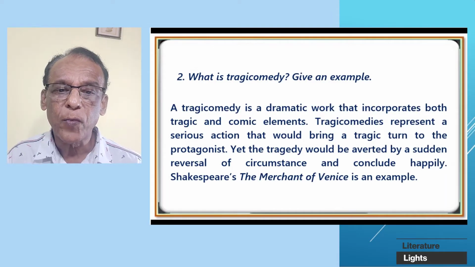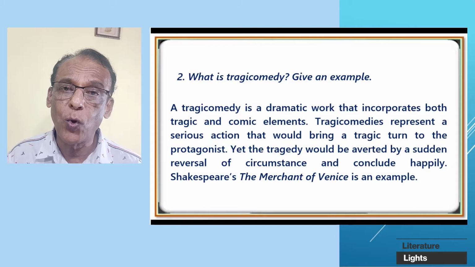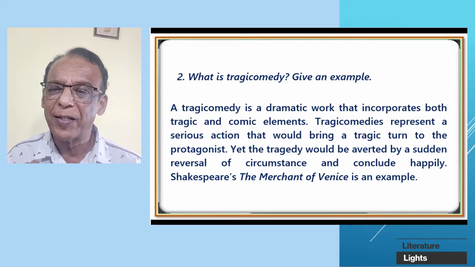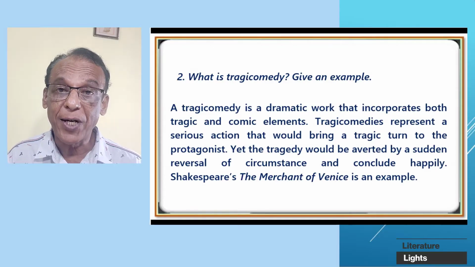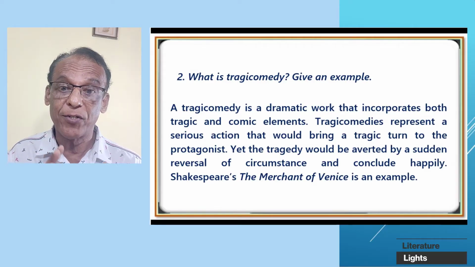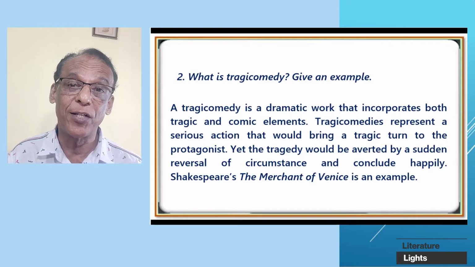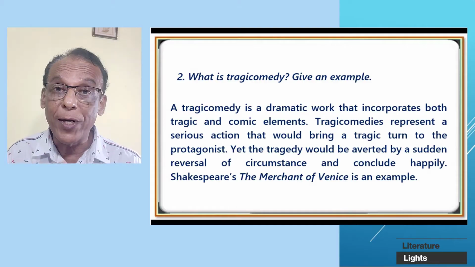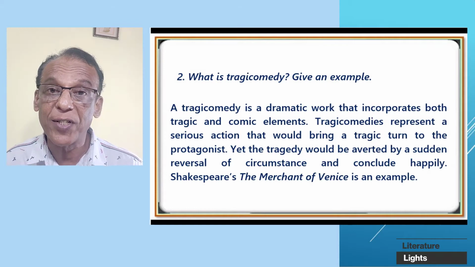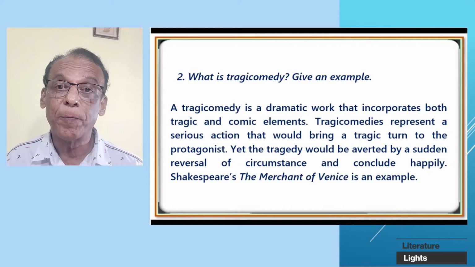Question number 2. What is tragicomedy? Give an example. A tragicomedy is a dramatic work that has both tragic and comic elements. Tragicomedies represent a serious action. A tragedy is a serious action that would bring a tragic turn out to the protagonist, to the hero. The audience feel that it is going to turn out to be a tragedy. Yet, the tragedy would be averted by a sudden reversal of circumstance and conclude happily.